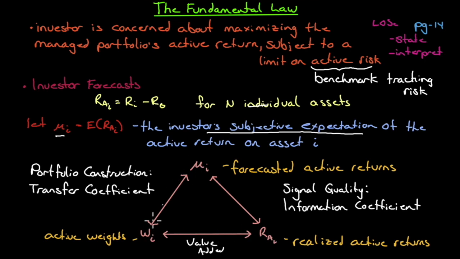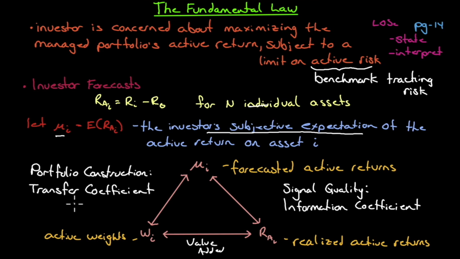And what do we have over here? Well, we know that this is the subjective forecasts. These are the active weights. And the transfer coefficient measures the correlation between the forecasts and the active weights. Well, what is that? What's going on there? What could that possibly measure? Well, it's called the transfer coefficient, and here's what it is.